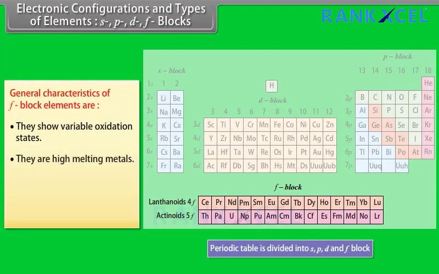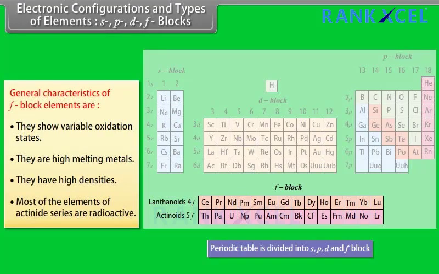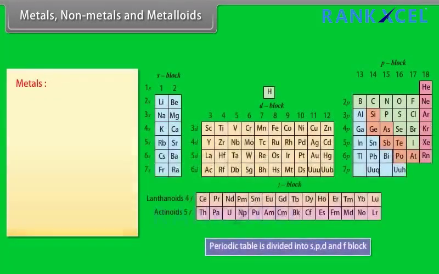They are high melting metals. They have high densities. Most of the elements of the actinide series are radioactive. Metals, nonmetals and metalloids. Metals.